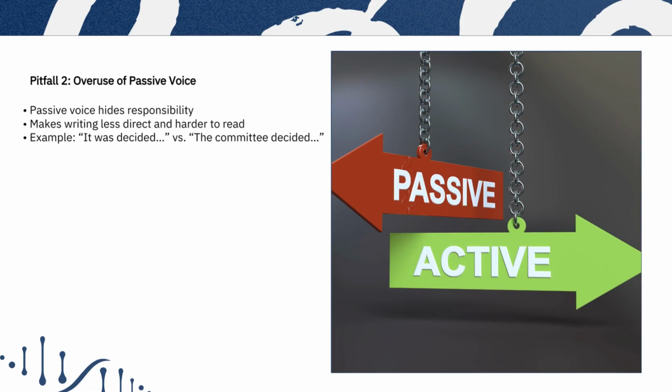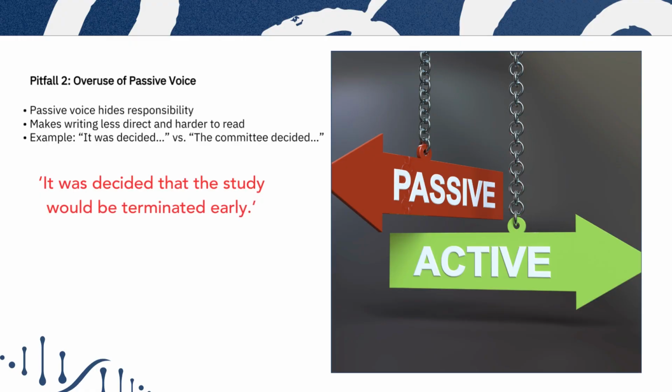Another common pitfall we see in healthcare and medical affairs writing is the overuse of passive voice. Now, to be clear, passive voice is not automatically wrong. In fact, you'll often find it in scientific writing. But when it becomes your default style, it weakens your message and creates unnecessary ambiguity. Here's why. Passive voice hides responsibility. Let's take an example. Imagine you're reading a trial report that says, it was decided that the study would be terminated early. Well, who decided that?